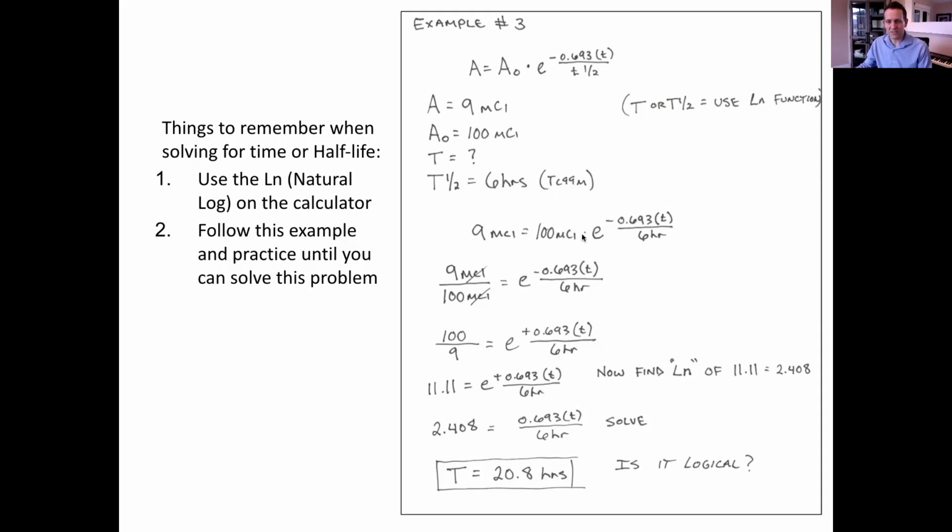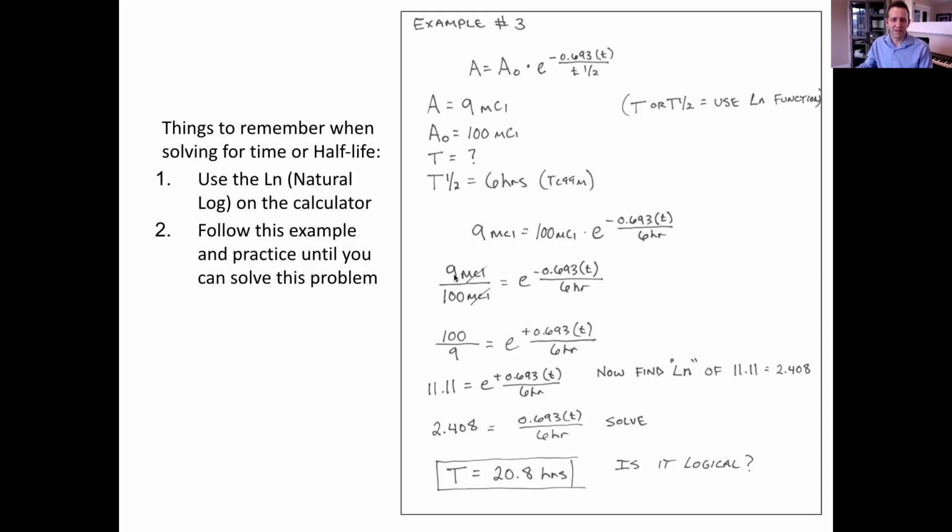Well, it's being multiplied by 100 millicuries. So in this case, we're going to divide both sides of the equation by 100. If we divide the right side by 100, it cancels out the 100 millicuries. If we divide the left side by 100, we get this equation here.